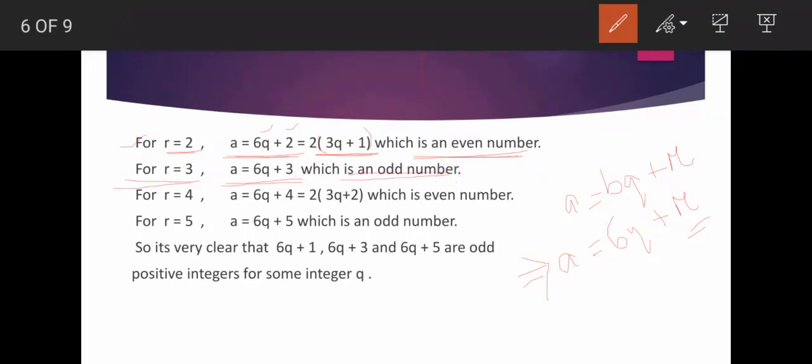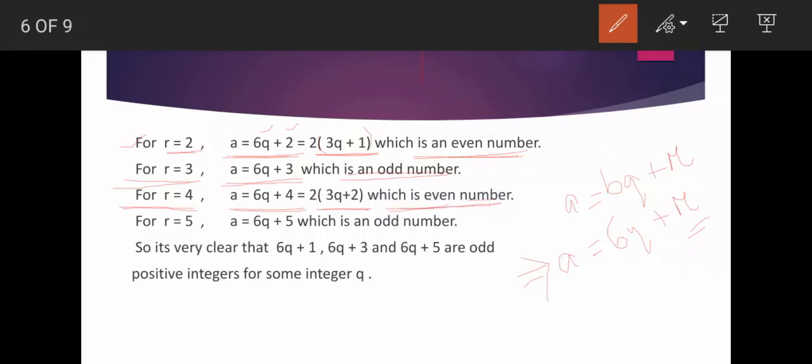Again, coming to the next value of the remainder, when r is equal to 4, we get here a is equal to 6q plus r. And we can observe one thing, that from 6q plus 4, we can take common 2. Within the bracket we get back 3q plus 2. That is why in this expression 2 comes as the common factor, and that is why this number is an even number.